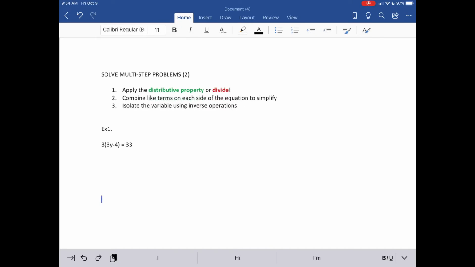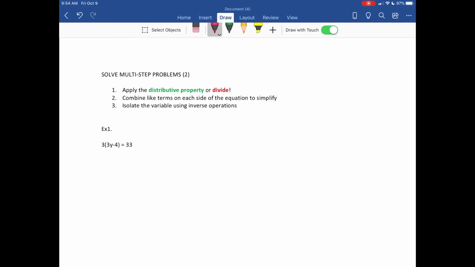So folks, we're going to try this example, and just a heads up, we are going to do this two different ways. Let's start with way one. We're going to use green, which is the distributive property. So let's knock this out. So for the first step, I notice that I do have a number that's being multiplied to what's in the parentheses. So I am here going to distribute that 3 to both terms. 3 times 3y is 9y, and 3 times minus 4 is minus 12. And then I just bring down the 33.